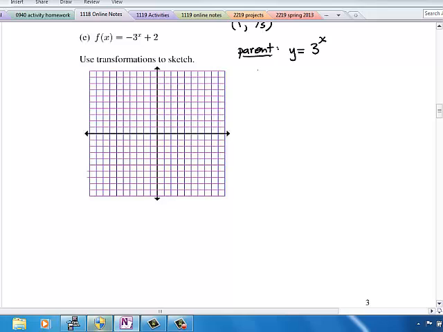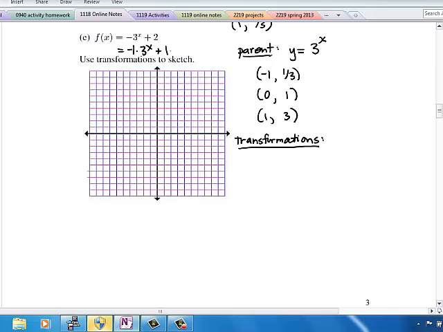So on my parent graph, I would have -1 and 0 and 1 for my x's that I'm going to track. 1/3 for the y, and then 1, and then 3. And then my transformations: I have a -1 times, let's look at it this way, the function, and then I'm adding 2.